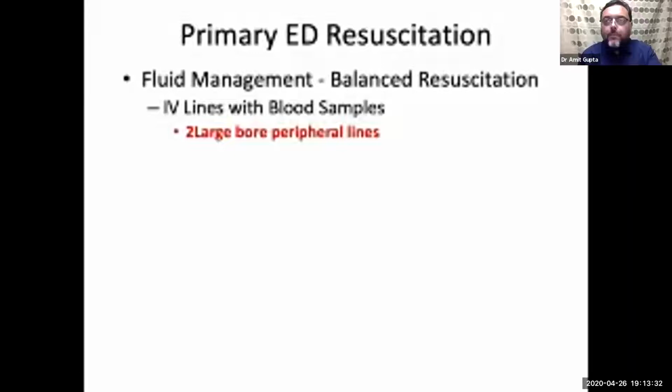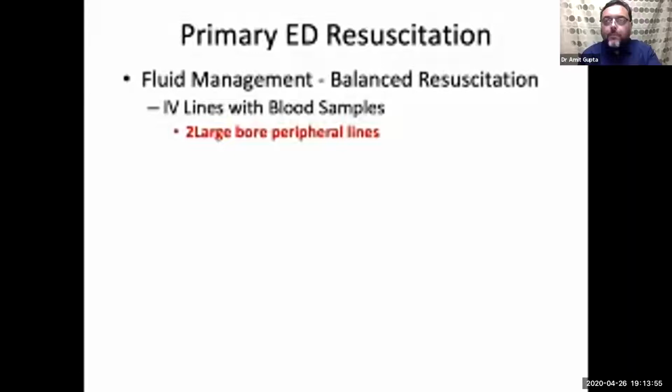Secondly, there's a lot of debate going on between whether to use colloids or crystalloids, but crystalloids win hands down, and there is significant scientific evidence now that crystalloids are the way to go, at least in the resuscitation of a hypotensive patient. So either Ringer's lactate or normal saline. How much fluid to give?